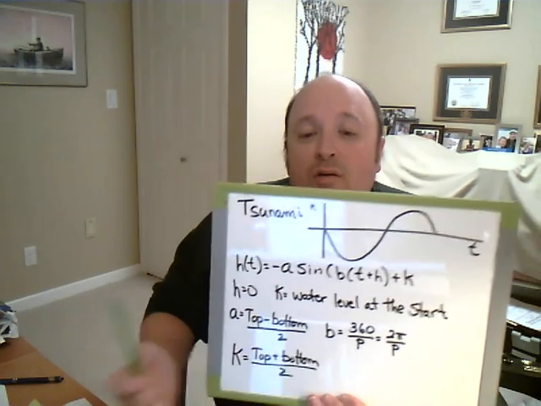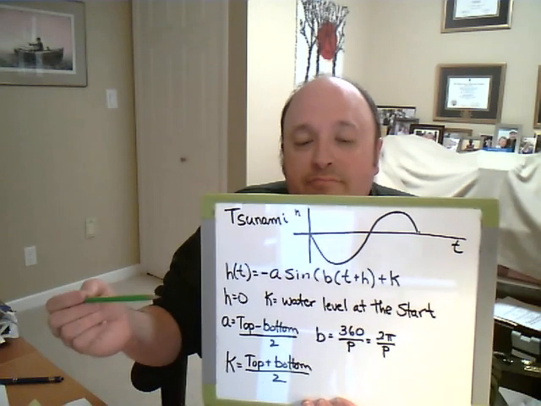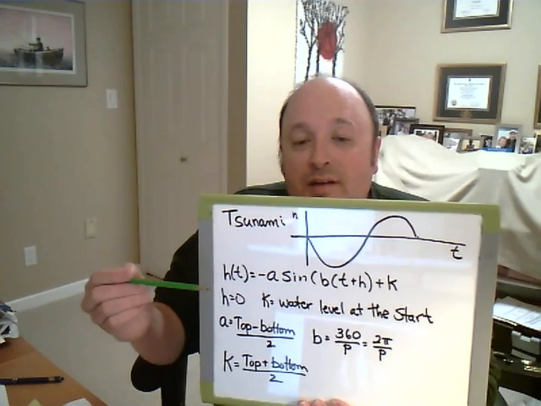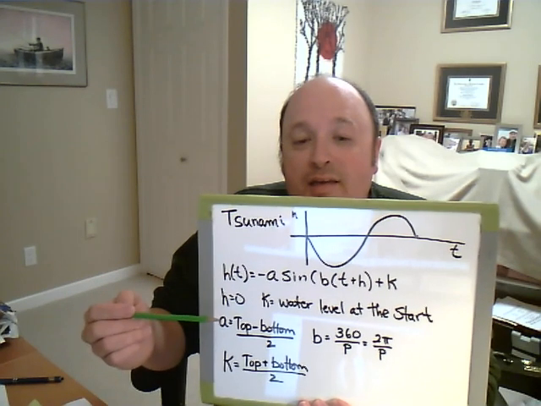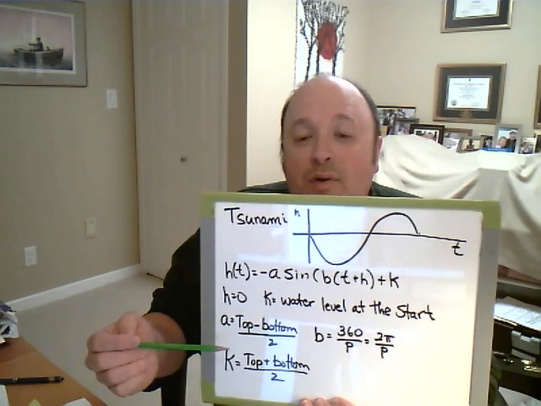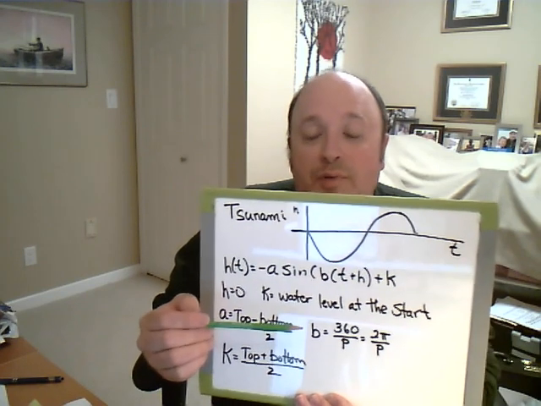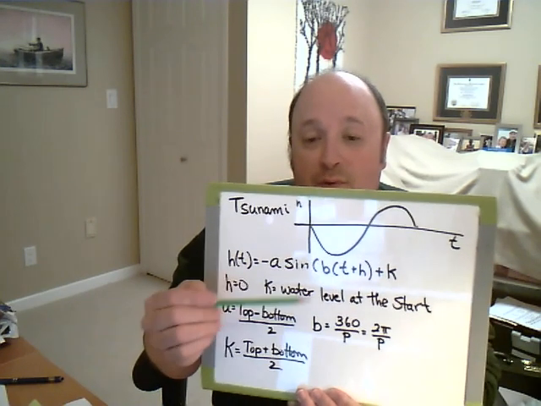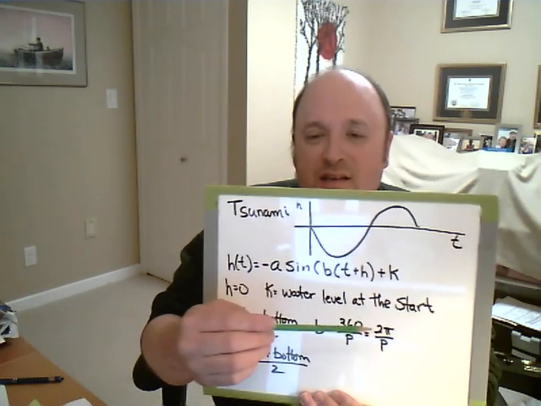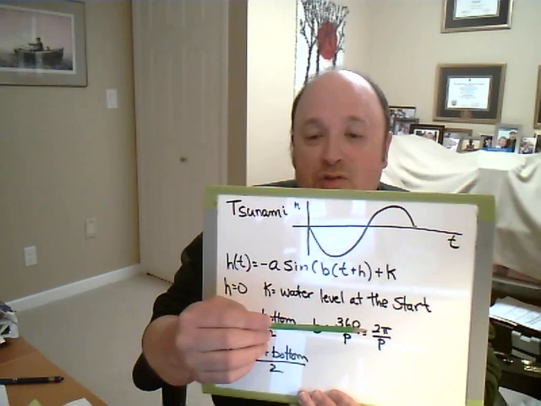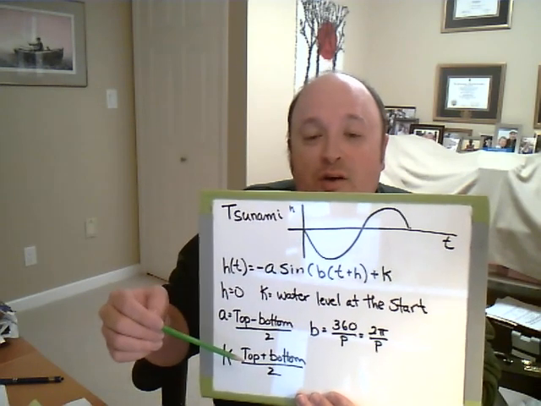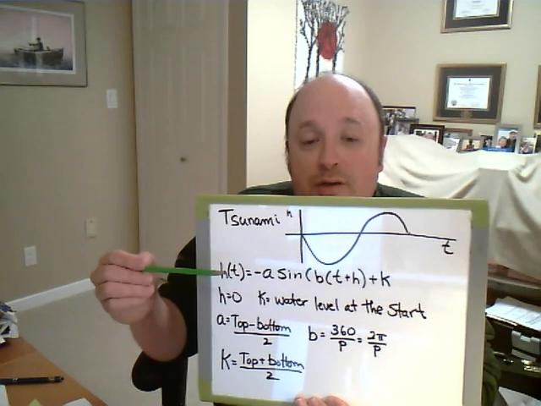And if you recall our formulas from last video or last assignment, we have A is equal to the top minus the bottom, K is equal to the top plus the bottom. Your B value for your equation is 360 divided by P. Sometimes you want to use radians, so it's 2 pi divided by P. And so we can use these formulas to help understand how to write our equation.